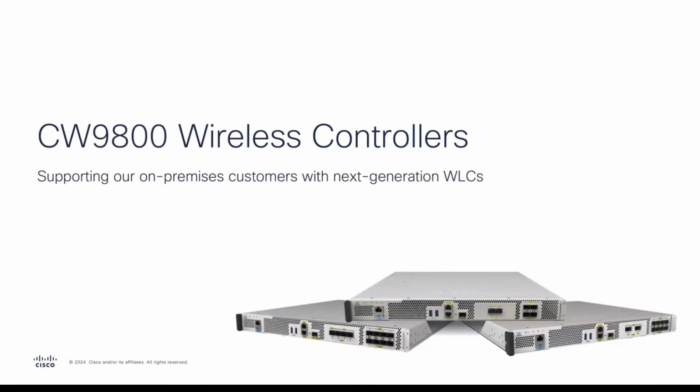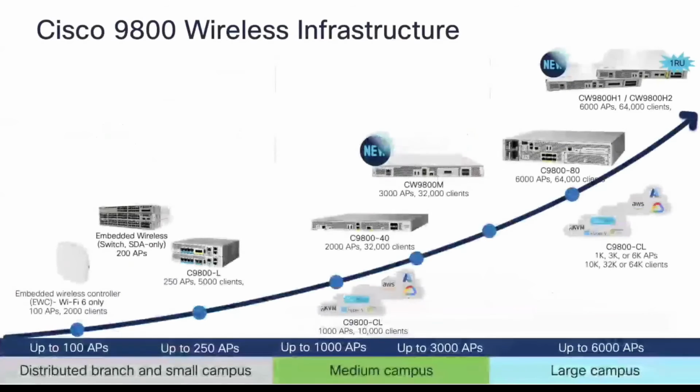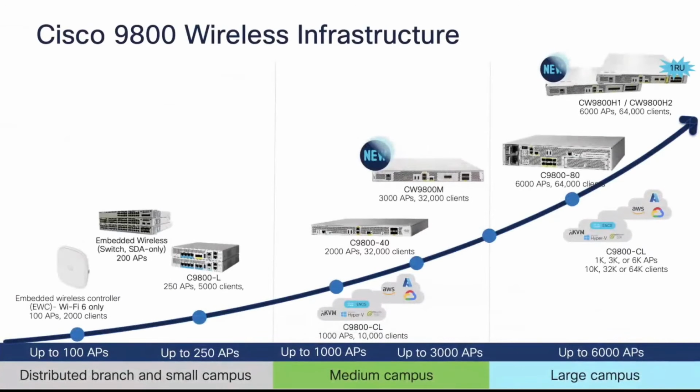So I've been doing this a long time, and I recognize how important it is to support and innovate both cloud-based and on-prem customers. And we're proving that by innovating and releasing new wireless controllers. So we've got a whole family, 3 new controllers to show you. And they align like this in our portfolio. So you can clearly see where the new ones are. We have a CW9800M, which is going to succeed the 9840. And we have a CW9800H1 and H2, which will succeed the 9880.